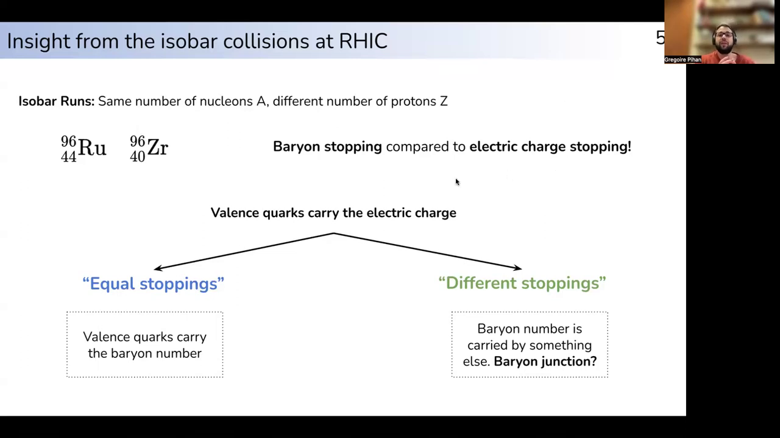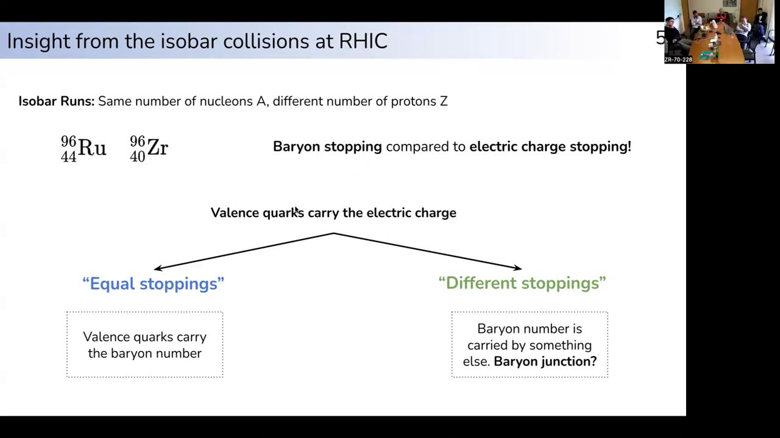So basically, we can do some ratios. That's the point of the isobar, generally, doing some ratios. And then we can cancel some uncertainties and some systematics, and we can reach some much better precision, especially in the electric charge. But for our case, in this system, we can compare the baryon stopping to electric charge stopping. And this is very interesting for us because we want to have a baseline of what is the baryon stopping, what is the stopping if everything is carried by the valence quark.